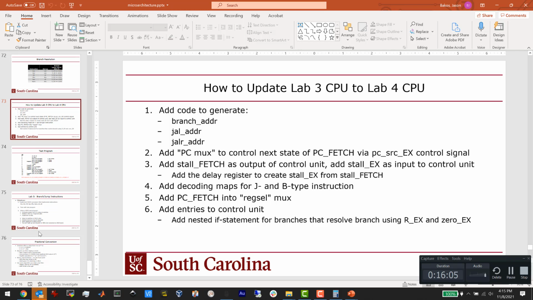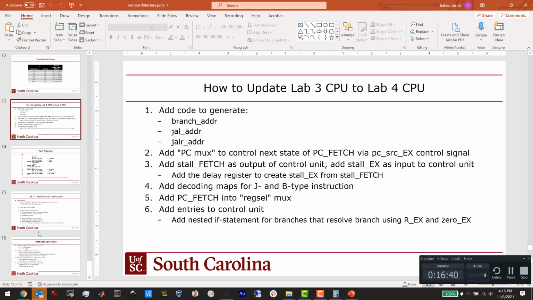Then you want to add a PC mux. This is new because previously the program counter would always just get PC plus 1. It was literally just a counter, whereas now you have to add a mux that allows you to select among 4 different options, either PC plus 1 or one of these 3 targets. So how do you implement that? That's a ternary continuous assign statement, in other words, combinational logic. It's just a mux, controlled by a control signal called PC source EX, which will be a new output from your control unit.